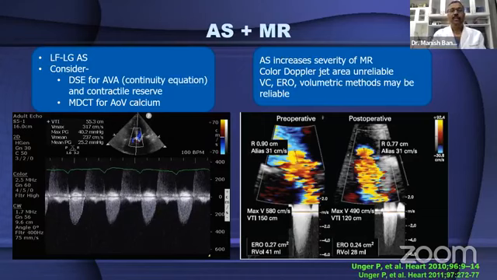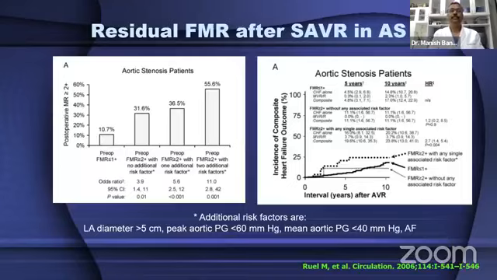And here we cannot rely on gradient. So we need to look at aortic valve area. And we may have to use dobutamine echo for contractile reserve. Aortic valve calcification assessment using MDCT is another good tool in assessment of AS severity. On the other hand, AS increases the severity of MR because there is high LV pressure, which increases the MR jet. So mitral regurgitation jet area is not reliable. However, we can rely on vena contracta, ERO, and volumetric methods. They will also have some fallacies, but they are still better than jet area.